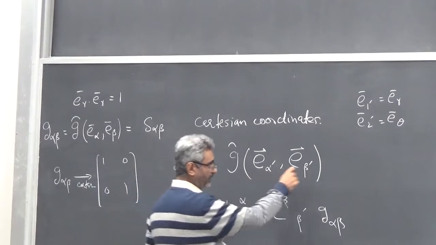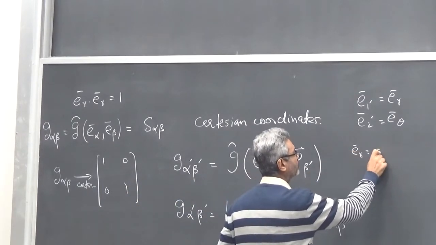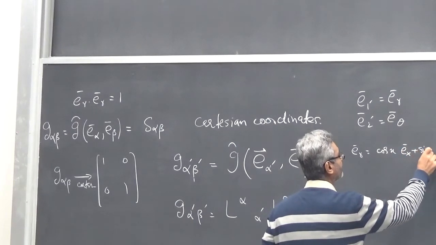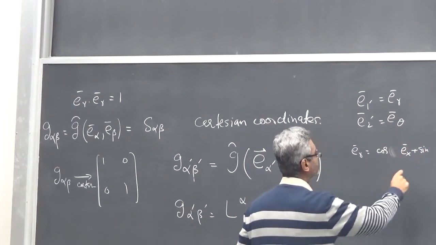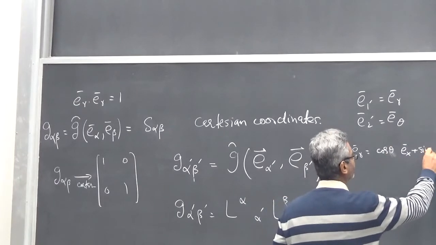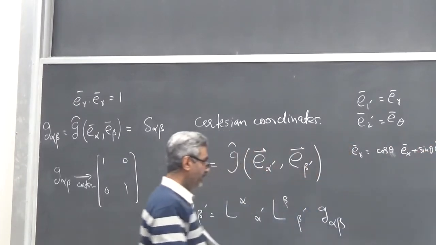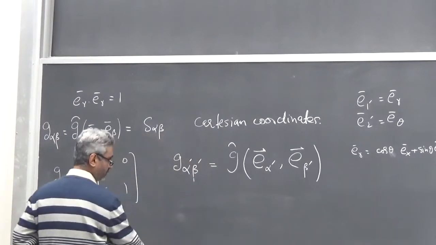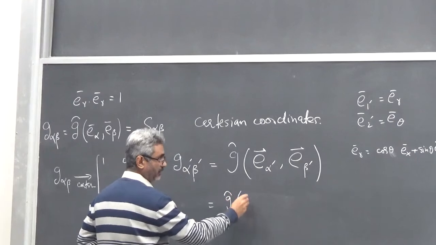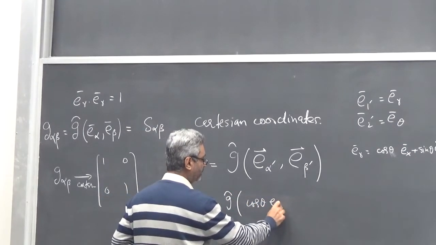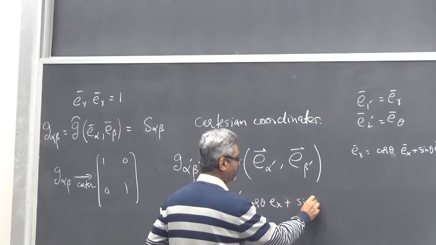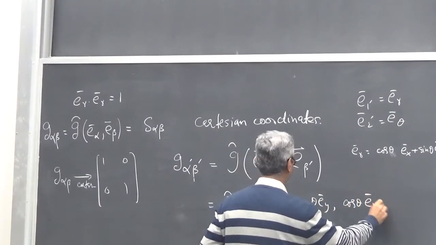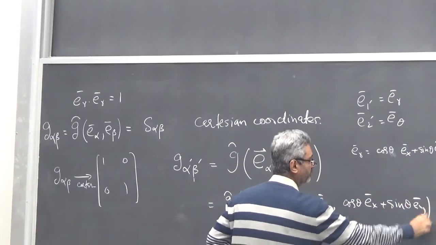For example, E_r was written as cosine theta e_x plus sine theta e_y. Okay. So how does that help you calculate G_rr, for example? This is going to be G(cosine theta e_x plus sine theta e_y, cosine theta e_x plus sine theta e_y).